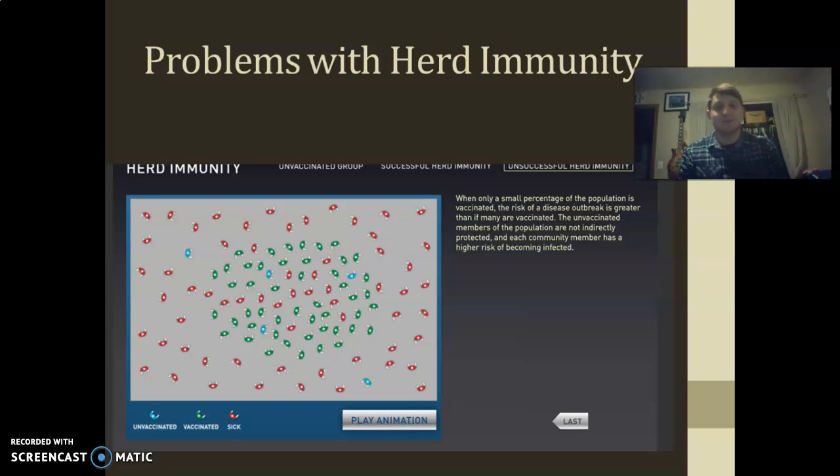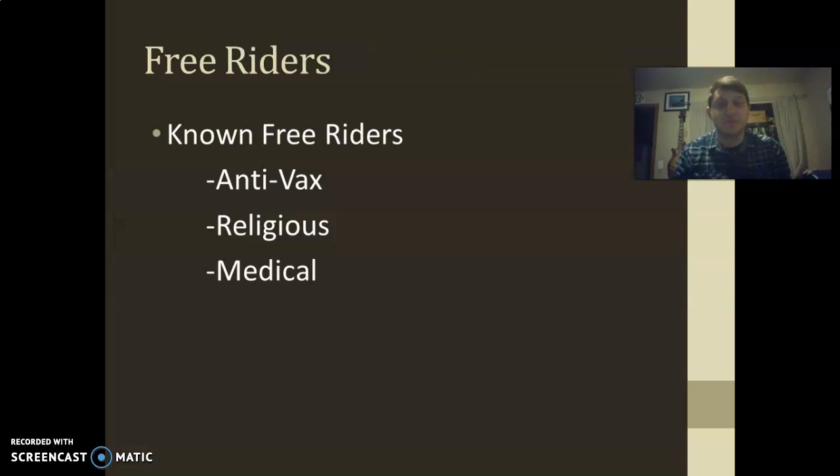So because we know the effects of herd immunity, let's talk about the problems of herd immunity. What's really going on that is why we're not safe from all these different bacteria and diseases that are going on right now? The first main problem, kind of the only main problem we have, is free riders. Free riding is a concept of taking advantage of what everyone else is doing.